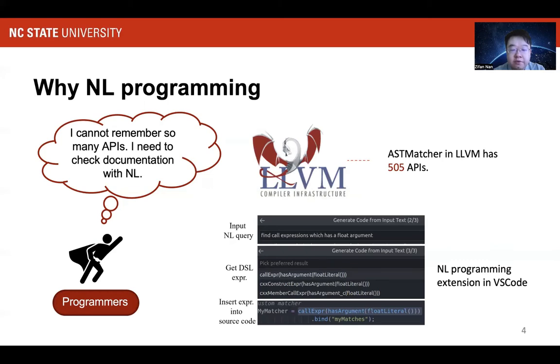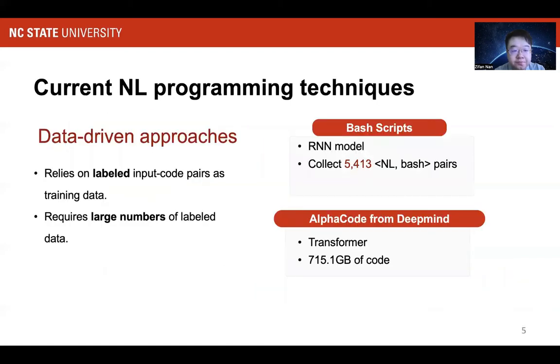Then for programmers, if they're trying to learn a new domain with a lot of APIs, for example, an HTML domain in LLVM with 500 APIs, it's very hard for them to remember all the details about the APIs. So they always need to refer to the documentation when writing a code expression in this DSL. However, if we have a natural language programming tool as shown below, which can directly take the natural language query as input, synthesize the corresponding code expressions and put them directly into the source code, it will be very easy for them to program in new domains.